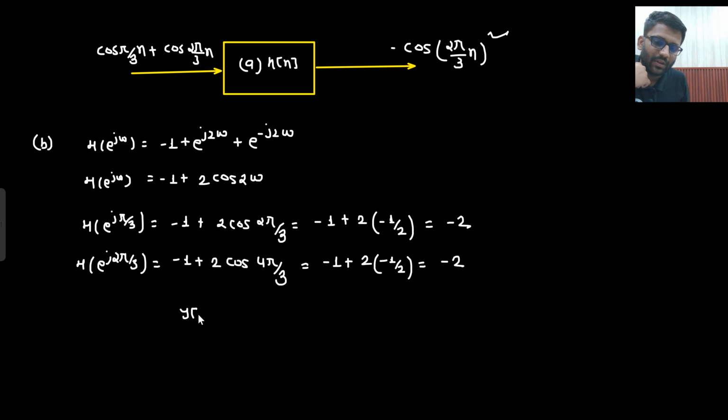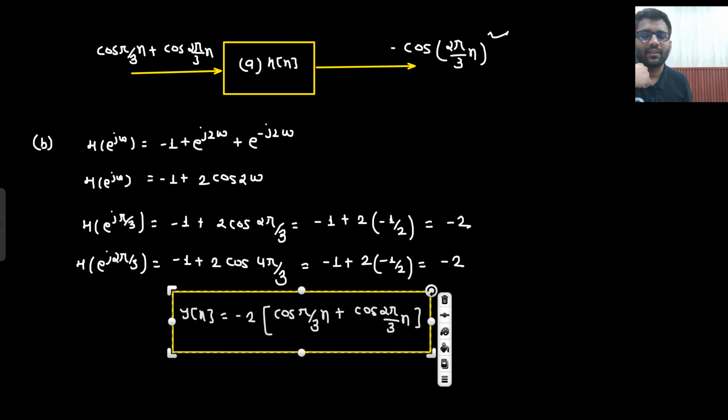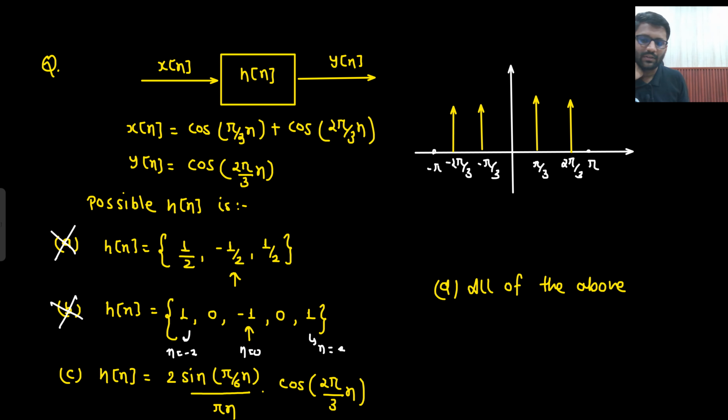So what would have been your output? Your output would have been whatever the input is there, that being multiplied with minus 2, plus cos 2 pi by 3n, right? So these frequencies are just being multiplied with the gain of minus 2. So even option B is wrong, right?